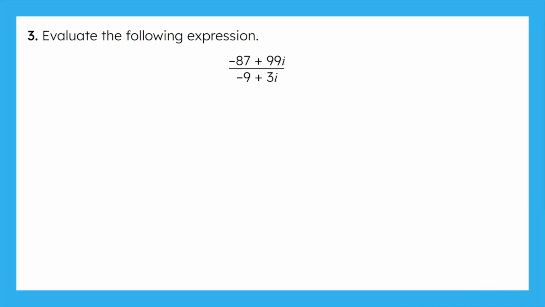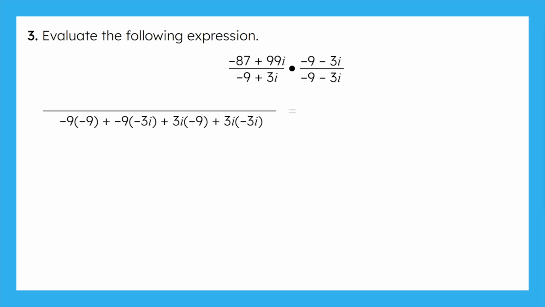Our first step is to identify the conjugate of the denominator. We know that conjugates have opposite operation signs, so the conjugate is negative 9 minus 3i. Since we're creating an equivalent fraction, we have to multiply both the numerator and denominator by the conjugate. We'll start by using distribution to multiply the denominators, making sure we use the correct signs.